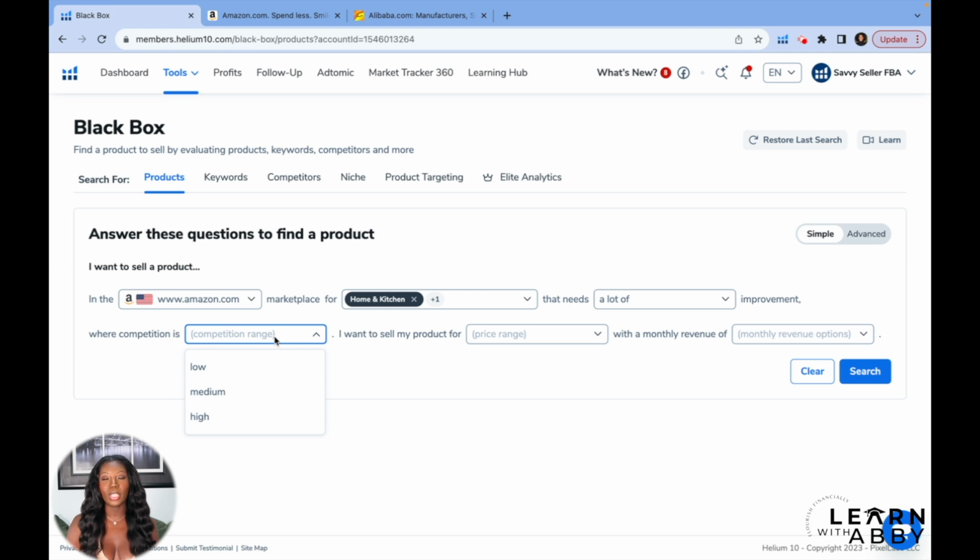So I encourage you to click on low competition so that you can find products that you would have a chance of being able to come in and start selling without too much of a problem. And then lastly, we have two more prompts. I want to sell my product for blank price range. So what type of price range are you looking for?